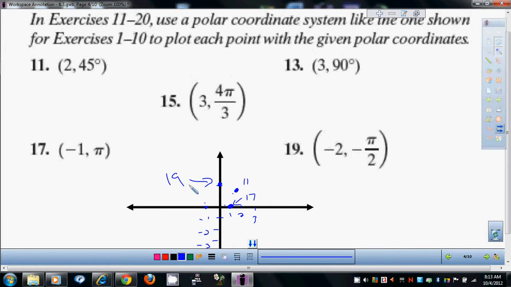Questions about this? Is there another example somebody wants to see from this page? Okay.